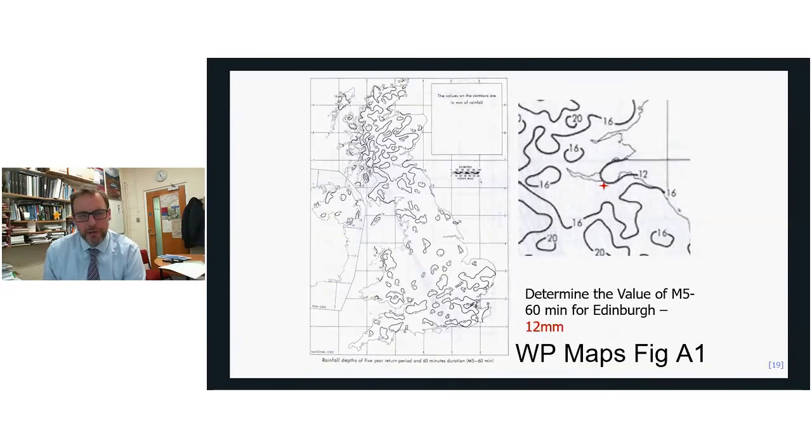So these are the A1 plots, the figure A1, and this is a map of the M5 60 depths right across the UK. And if we zoom into this map, we can see that the M5 60 value for Edinburgh is around 12 millimeters. So that means a M5 60 minute rainfall event typically comes with 12 millimeters of rainfall for Edinburgh.